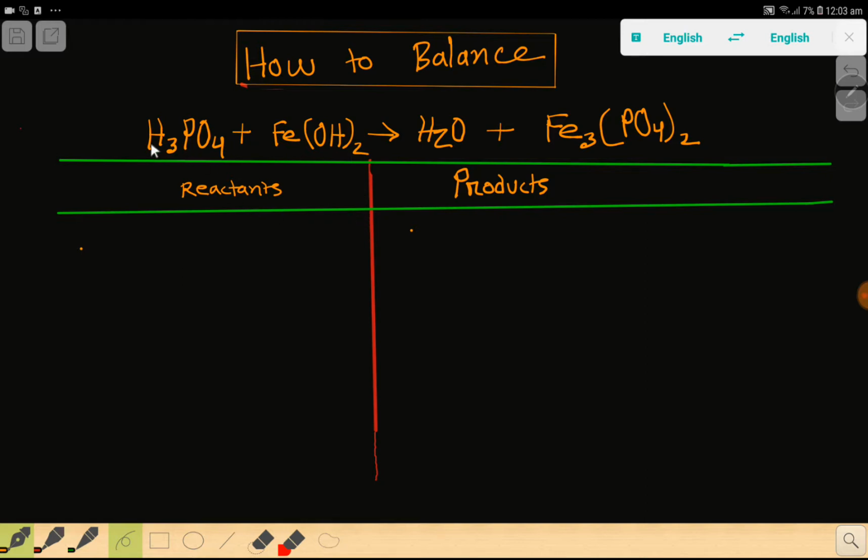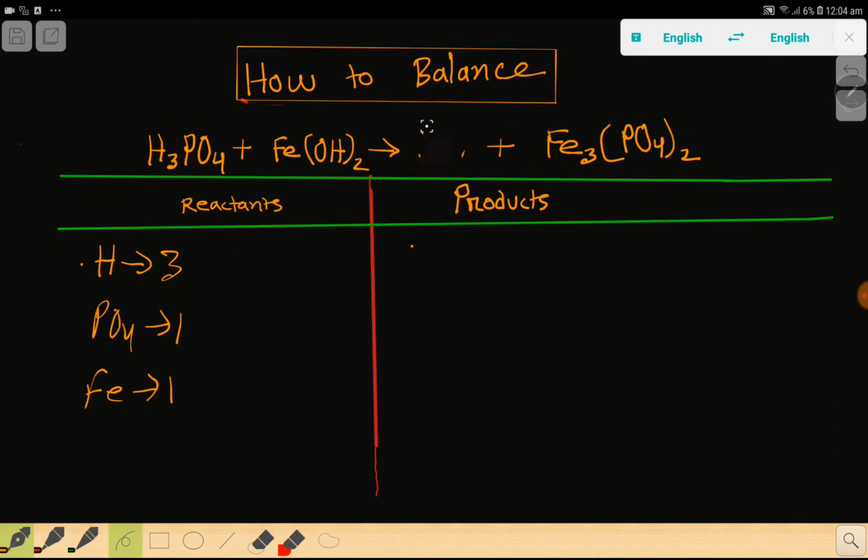So in the left hand side, look, we have hydrogen, which is 3, then we have phosphate, which is 1, then we have iron, which is 1. Look, here we have hydroxide, but in the right hand side we don't have, but we have water, right? We can rewrite this water as HOH.